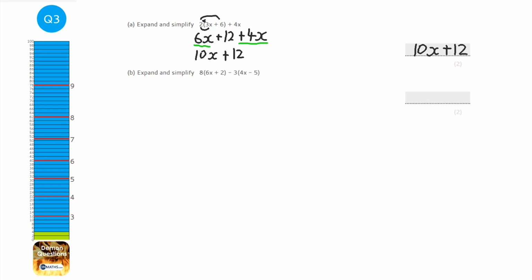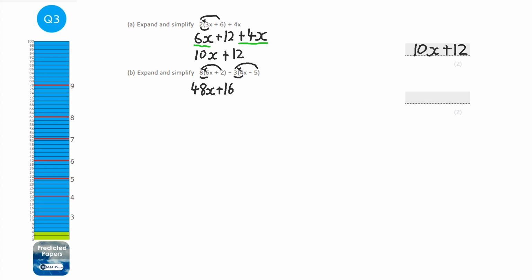Okay, the next one, there's a double smiles and rainbows. We've got one here, a bit of old times sign there, and we've got one here. So we'll do the first one first. So 8 times 6x, so we do 8 times 6, which is 48, and then we've got the x. Then we do 8 times positive 2, which is 16, so plus 16. Now that's nice and easy. However, the next one's slightly different.